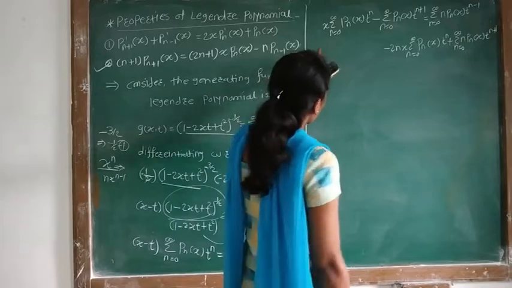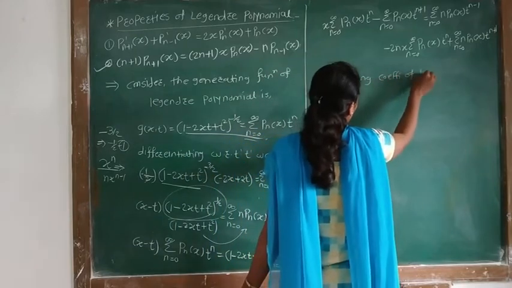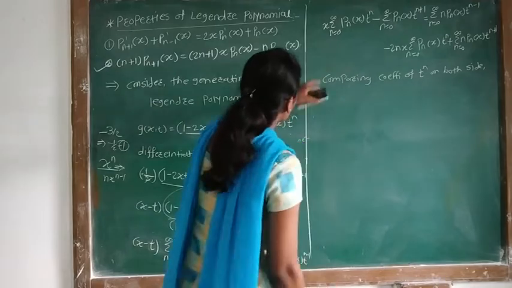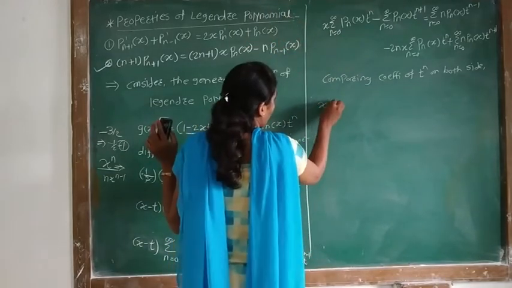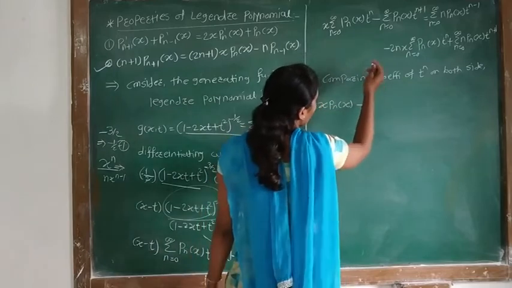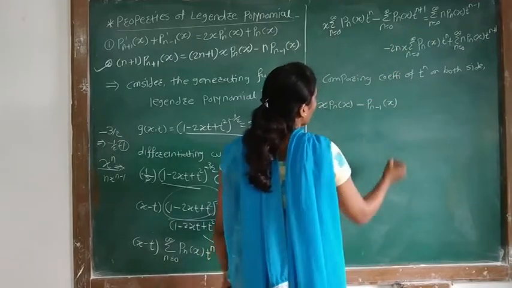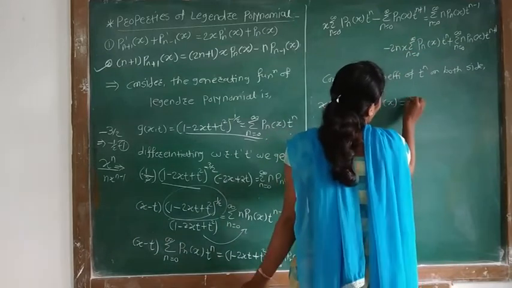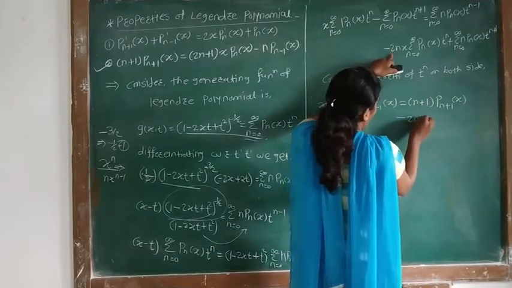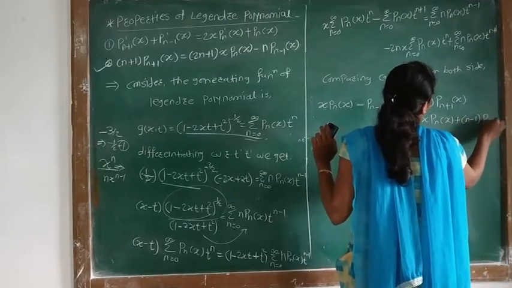Now from this equation, comparing the coefficient of t raised to n on both sides, the coefficient of t raised to n is x Pn of x is equal to x Pn of x minus n plus 1. Therefore, n is replaced by n minus 1. Pn minus 1 of x is equal to n plus 1 Pn plus 1 of x minus 2nx Pn of x plus n minus 1 into Pn minus 1 of x.